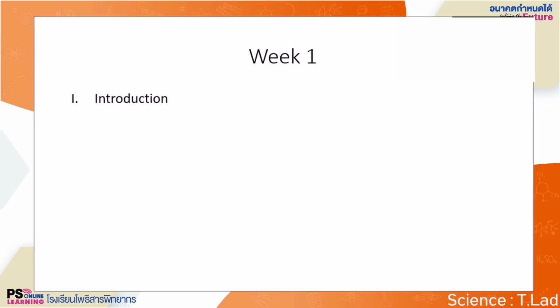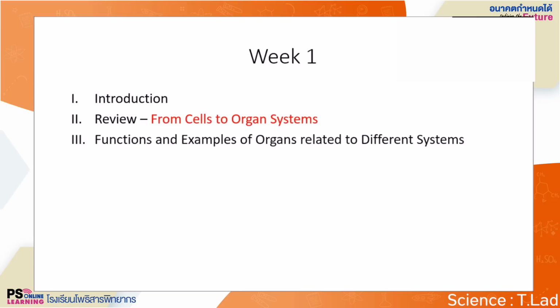So these are the lessons that we are going to learn in this subject for this online course. Week 1, the introduction of the subject, that is what we are doing right now. And then after that, we are going to review the last topic that we learned when you were in M1, and that was from cells to organ system. Basically because your online class will be about the organ systems, the human systems and some systems of animals and some insects. So we need to review this so that you will recall the important things that we have learned from this topic. And then next, we will learn about the functions and examples of organs related to these two systems, digestive system and respiratory system. So these are the things that we are going to discuss this week 1 of the online course.